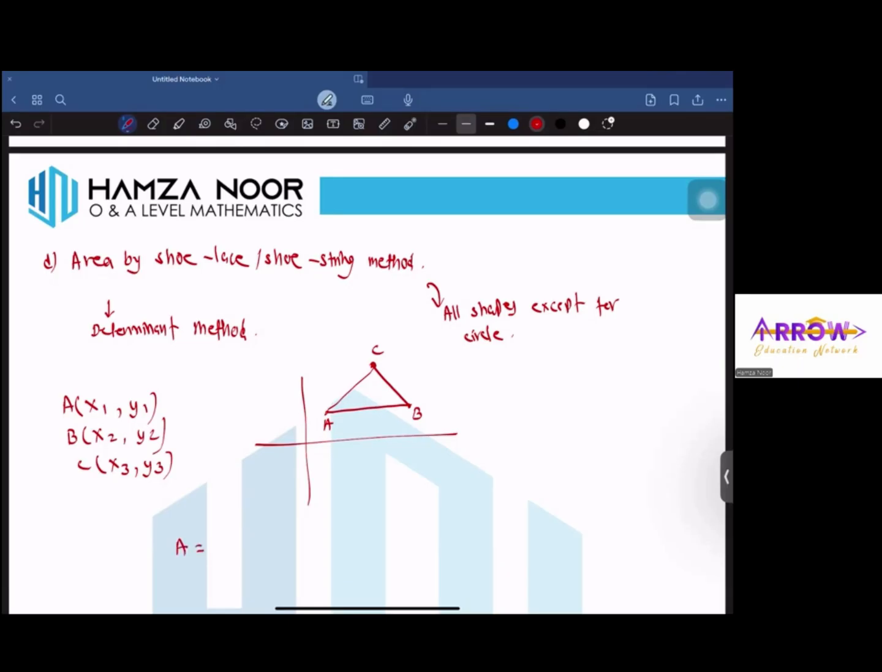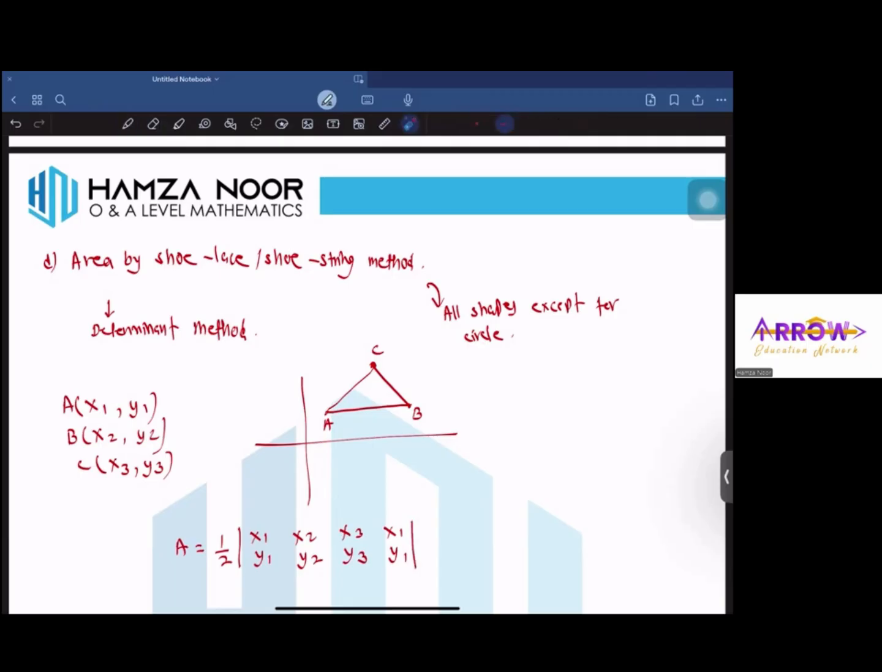The formula is area equals half multiplied by, first you will make an absolute value function, meaning the modulus function. Then you write the coordinates like this: x1, y1, x2, y2, x3, y3, and then the starting point again, which is x1, y1. Then you close this absolute value sign, meaning you close this modulus sign over here.